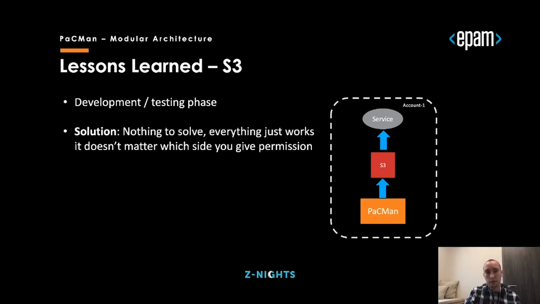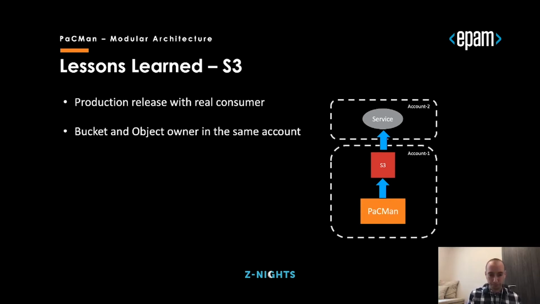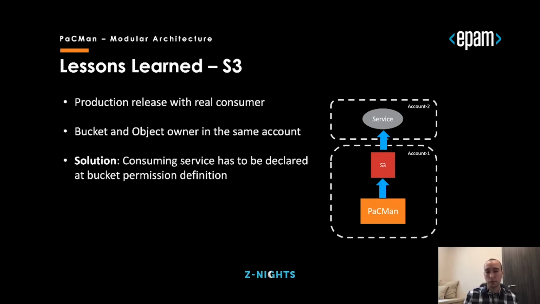But there are more interesting setups which we went through and learned from. The first one is where the object creator and the object store are in one account, but the consumer service is in a different account. When you want to access the data stored in the bucket, you have to declare it in a bucket permission definition. Again, this is totally straightforward. There are not many lessons learned here. This is common knowledge. You are updating your bucket permission definition, and that's it. You are allowing the service to consume the objects that are there.